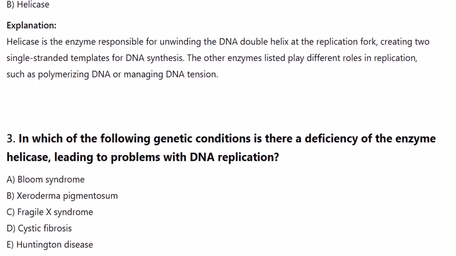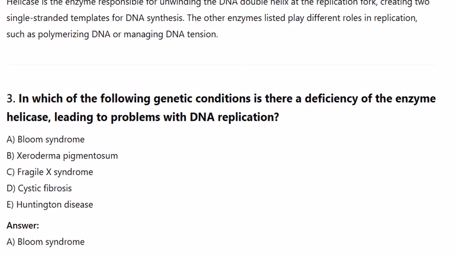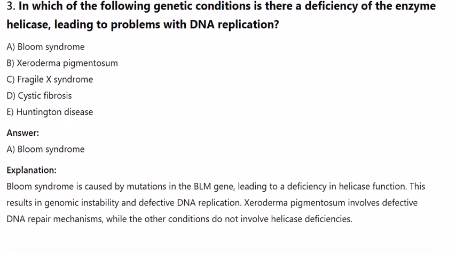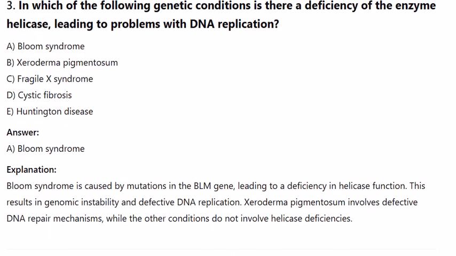3. In which of the following genetic conditions is there a deficiency of the enzyme helicase leading to problems with DNA replication? A. Bloom syndrome, B. Xeroderma pigmentosum, C. Fragile X syndrome, D. Cystic fibrosis, E. Huntington disease.